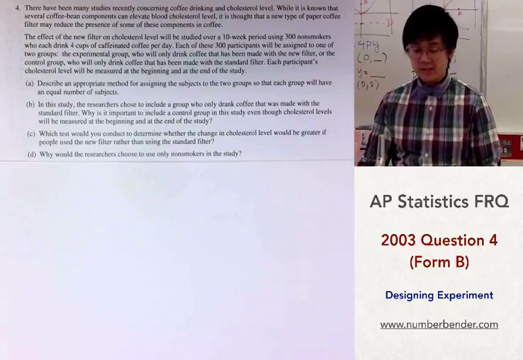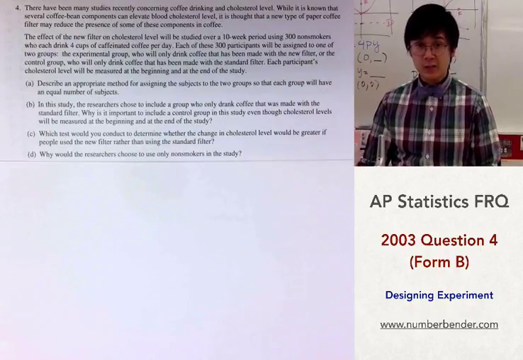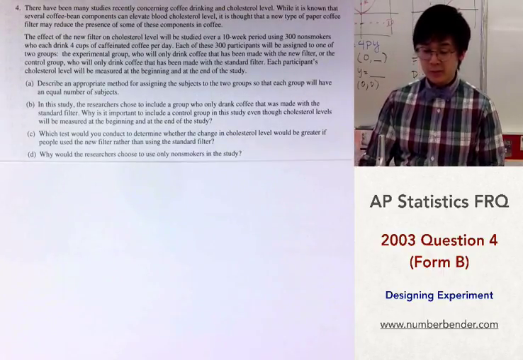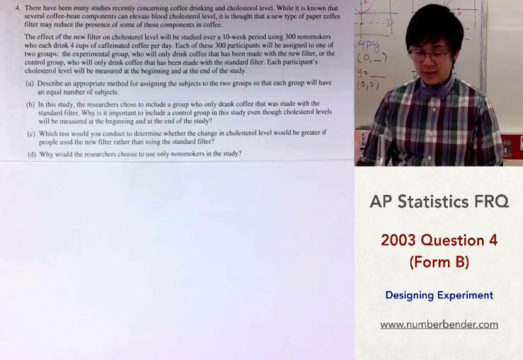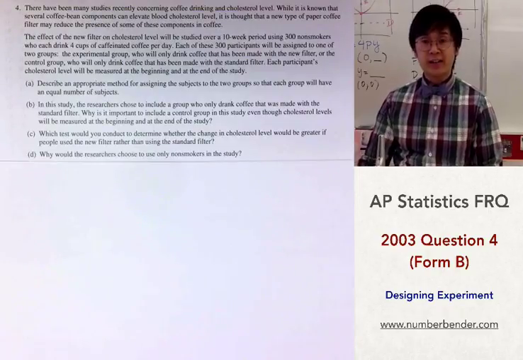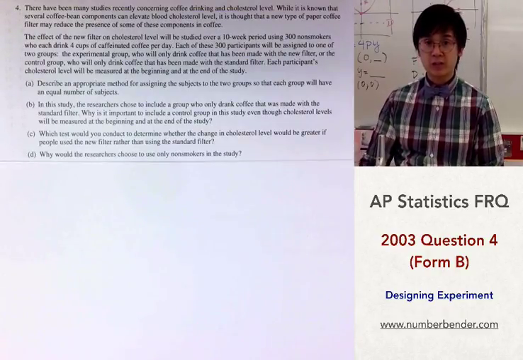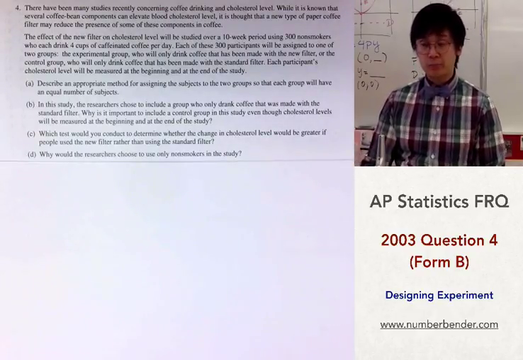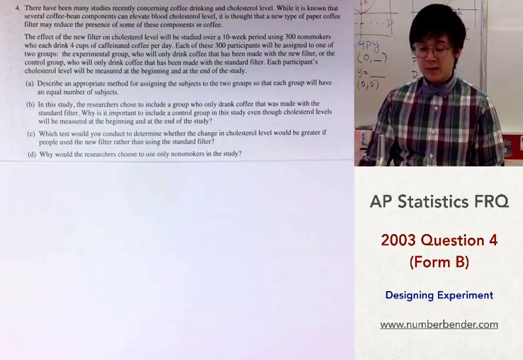2003 Form B AP Stat test, we're working on designing experiments on the problem that is presented to us. In this particular experiment, they're trying to see how a new coffee filter will have an effect on the cholesterol level of people drinking it. In any AP Stats problem, it's extremely important that you read the experiment and try to understand and put yourself in the shoes of the researcher. So in this case, the study is about coffee filter and cholesterol level.